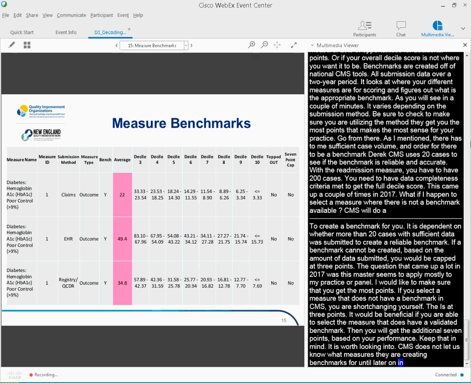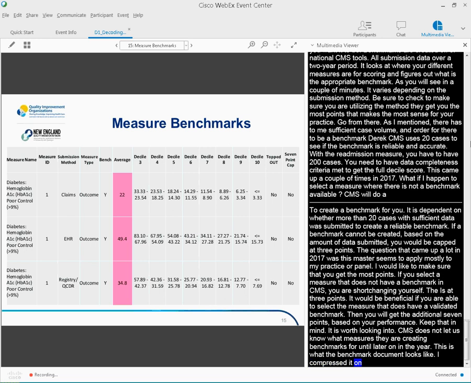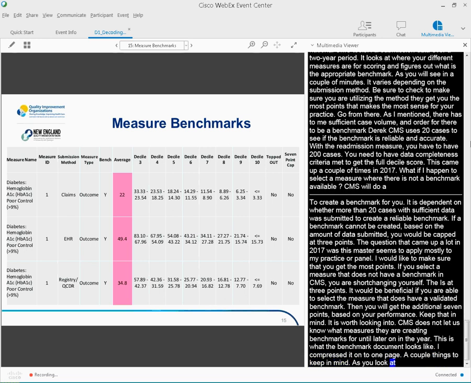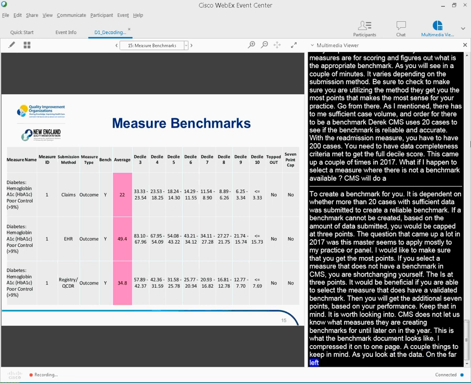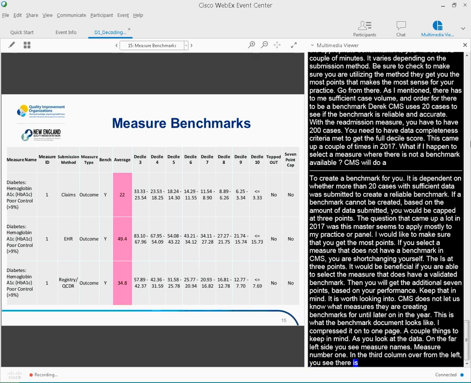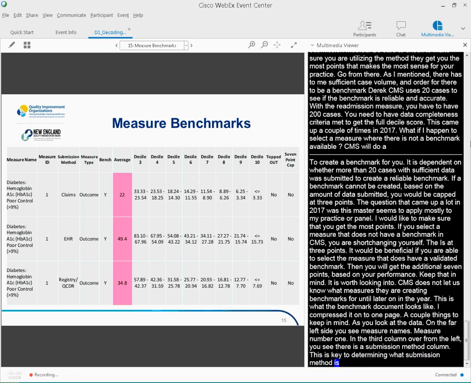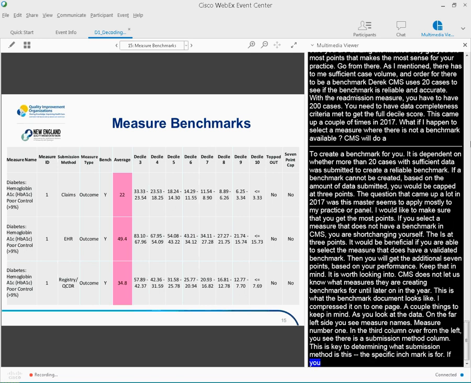So this is what that benchmark document looks like. I did compress it a little so that it would all fit onto one page. A couple things to keep in mind here as you look at the data. On the far left side, you'll see measure name. That's the diabetes hemoglobin A1C poor control measure, measure number 1. In the third column over from the left, you'll see a submission method column. This is key to determining what submission method this specific benchmark is for. As you can see, it goes claims, EHR, registry, QCDR. So if you choose to report claims, you'll want to make sure you're looking at all submission method claims.